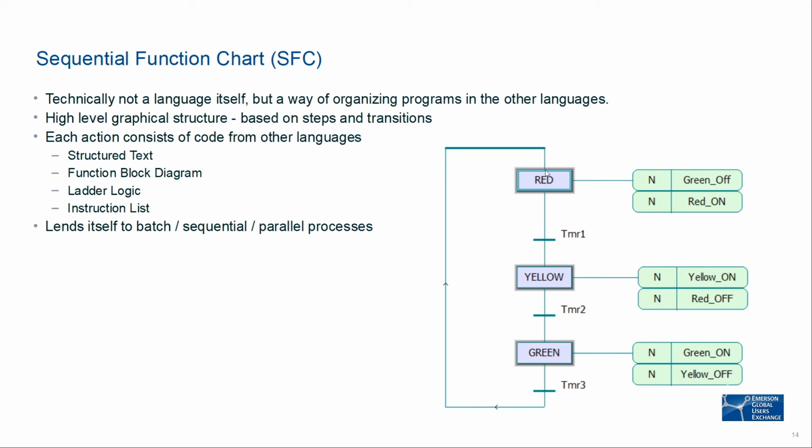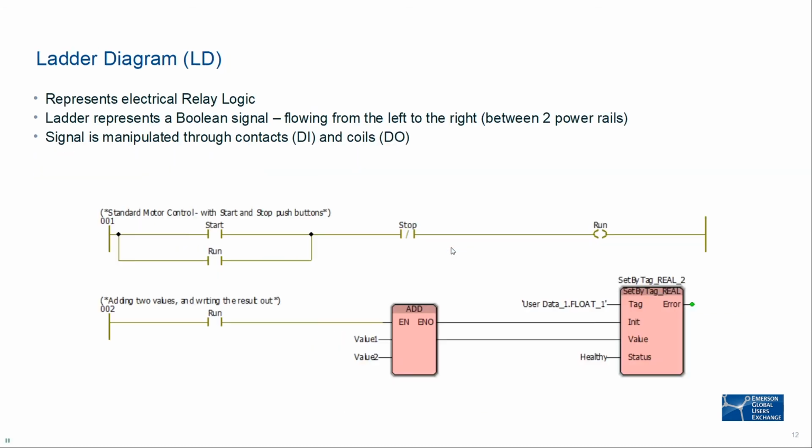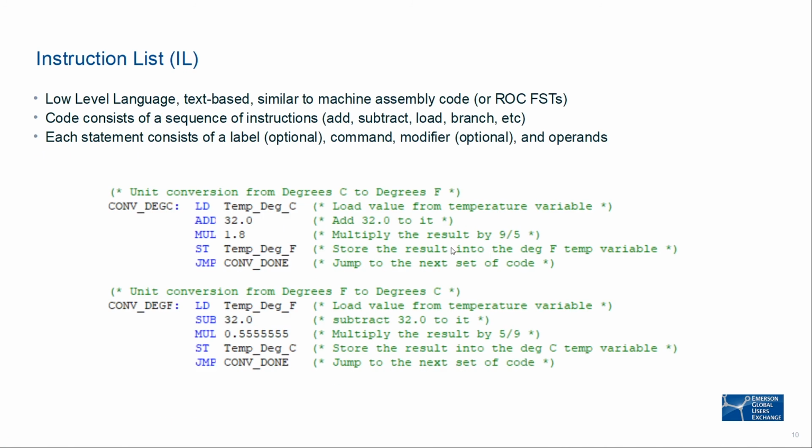So this is just a way of modeling what state your machine is at, what happens at that state, and then when it switches from this state to the next state and what it does there. So it's just a high-level overview of structuring where you are and what code gets executed, but the actual code is written in those previous languages like function block, ladder, structured, or instruction list.